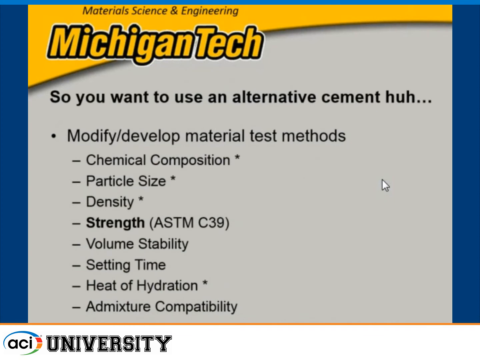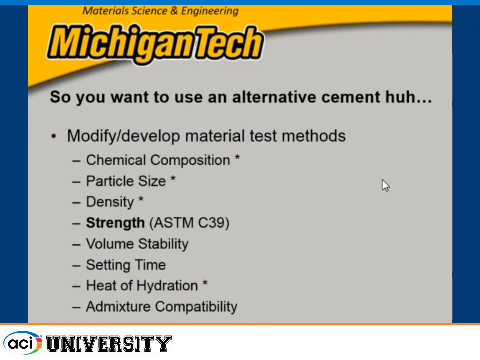So there's a number of different things that we identify in the document, different properties that we try to measure, different things that we have test methods for. The ones that I put an asterisk by are ones where the tests we have right now are probably perfectly fine. When it comes to chemical composition, particle size, density, heat of hydration, we could use our existing tests and there's really going to be no issue. And we are using those tests.